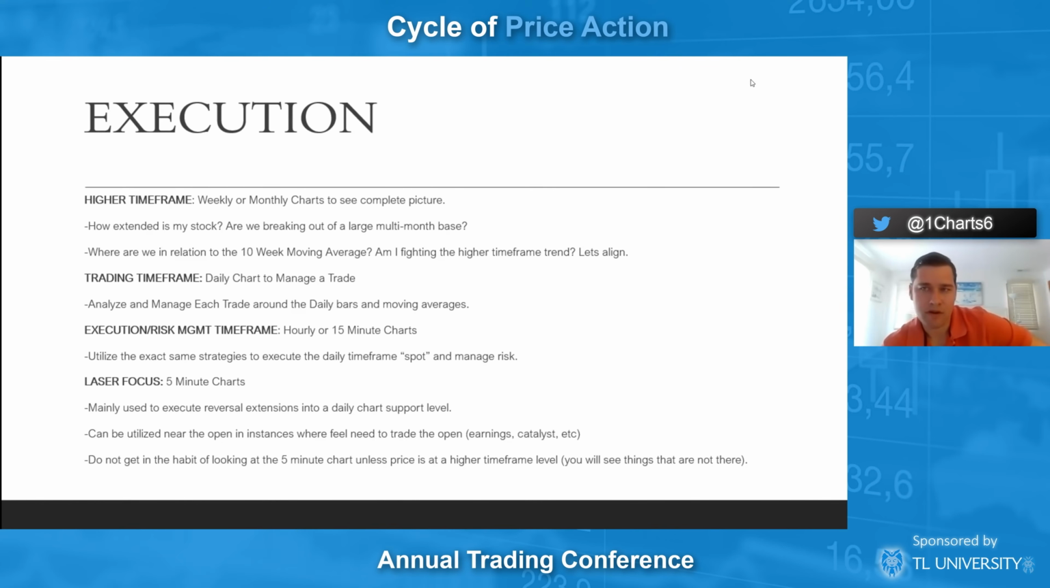Because if you're looking at the 5-minute chart all day long, you're going to see a ton of trades that just aren't there. You can find patterns every 5 minutes on the 5-minute chart, and the key is to make sure you're looking at that time frame at an important higher time frame level. So that's key for me, is combining these multiple time frames to make sure that I'm putting on the highest probability trades, where the weekly players, the daily players, and the hourly or intraday traders are all trying to buy my stocks at the same time. It's going to give me a better chance of having success.